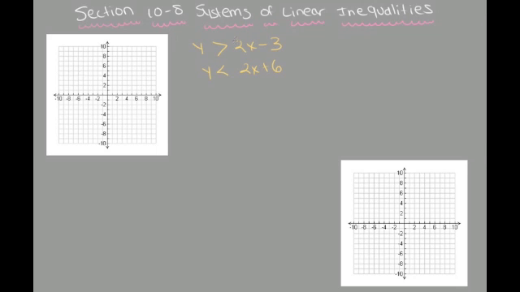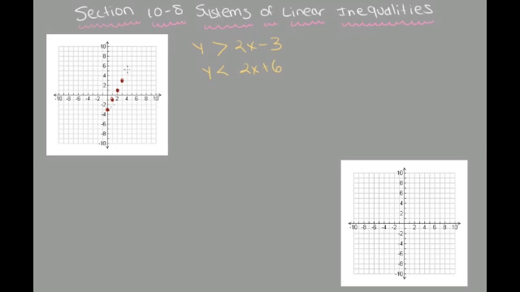So let's graph the first one. y is greater than 2x minus 3. Since it's in slope-intercept form, where you have y isolated, let's graph it like we would graph a normal line. We would make it a dotted line because it's not "or equal to." So 2x minus 3, your intercept is at negative 3. You go up 2 and then over 1. Up 2 over 1. And then you would graph your line.